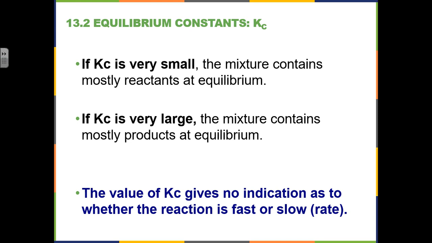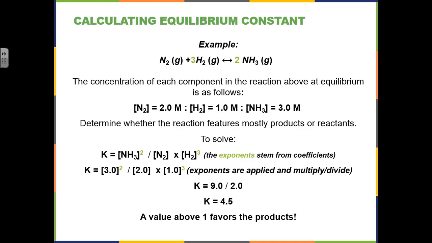Now, a key point is that the value of the equilibrium constant does not give indication to whether a reaction rate is fast or slow. It just discusses what the equilibrium is between them and how they compare. Now, the concentration of each component in the reaction above is at equilibrium, and they give us an example where we're given a balanced chemical reaction and we have a value of each concentration of the respective participating compounds. And we're tasked with determining whether the reaction features mostly products or reactants.